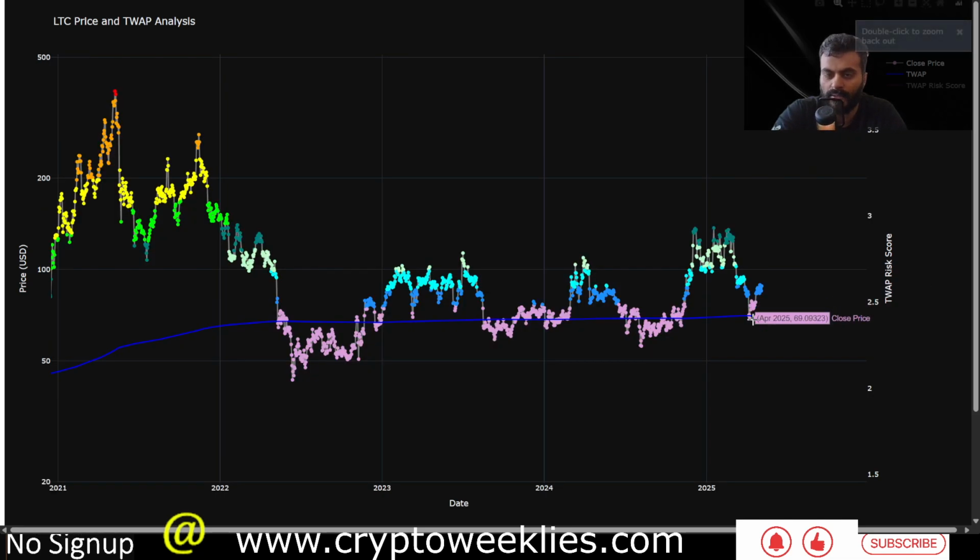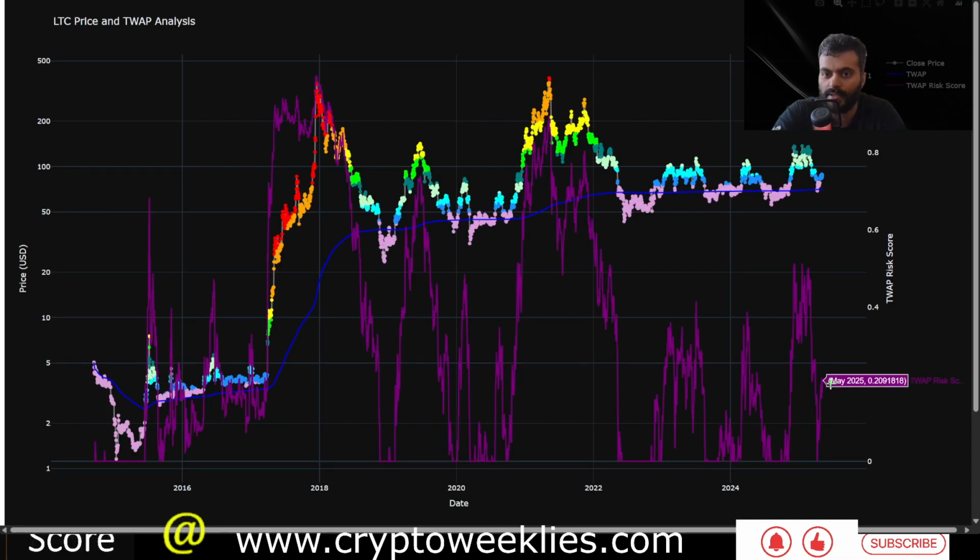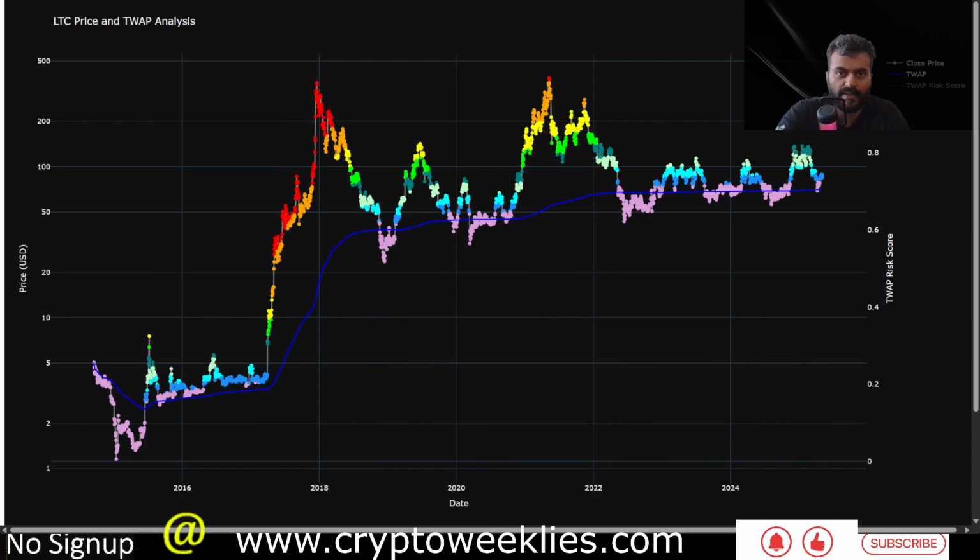Right now, as recently as early April of 2025, the price was lower than the time weighted average price. The time weighted average price currently is at about $70. As of today, the prices are slightly higher than the time weighted average price, and the risk score is coming in at around 20%, or 0.20, with respect to the time weighted average price. Whenever this flips higher, to between 60 to 80%, that's where for Litecoin, historically speaking, the risks are amplified.